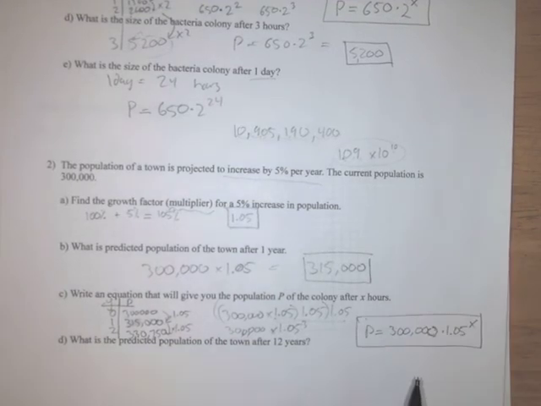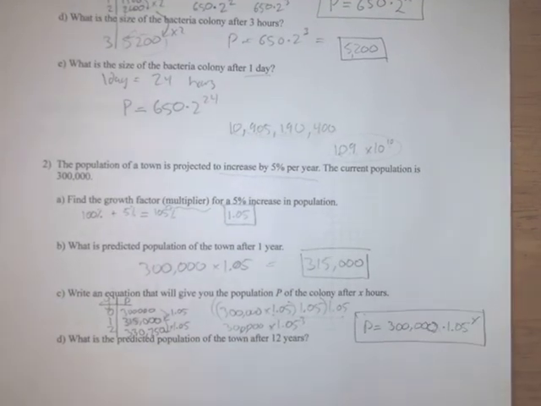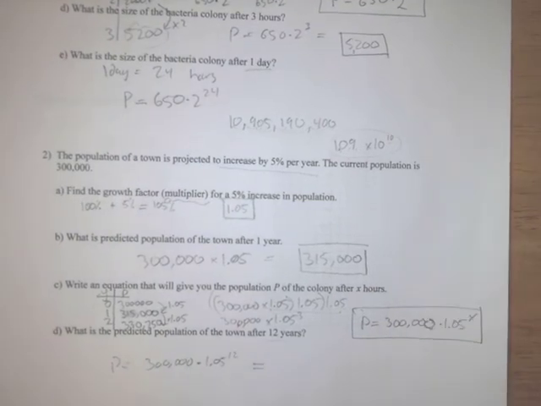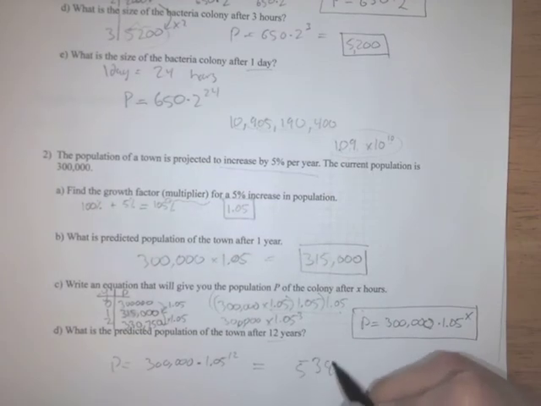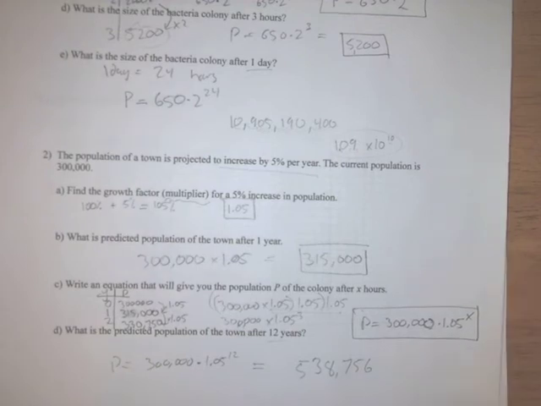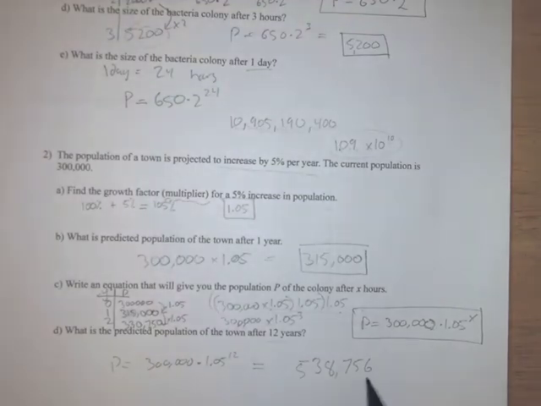Now, if we want the population after 12 years, that's going to be 300,000 times 1.05 to the 12th power. This is probably going to require a calculator again. It's hard to do off the top of your head, but it comes out to be about 538,756. Now you get a decimal here, but we're talking people, so we don't want a part of a person. So when we're talking about people and population, we're always going to round down.